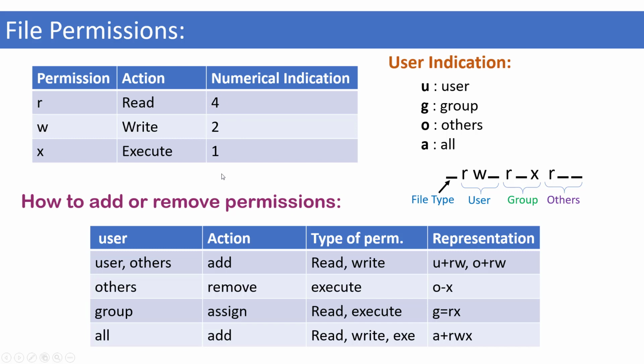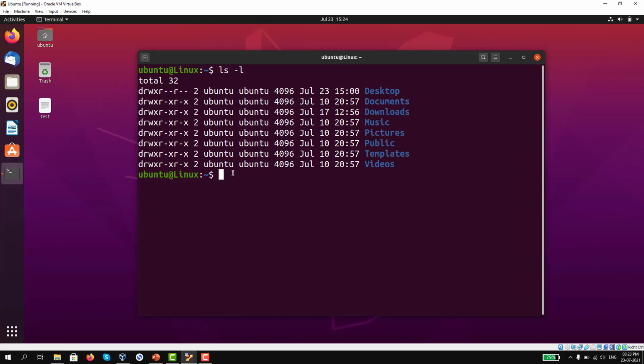We can also add permissions in a numerical way. I will explain you in a few seconds. Okay. Let me show you first how can we add permissions or remove permissions by using alphabetical letters. To add permissions or remove permissions, we make use of a command called chmod. First of all, let me create some files and show you how to add permissions.